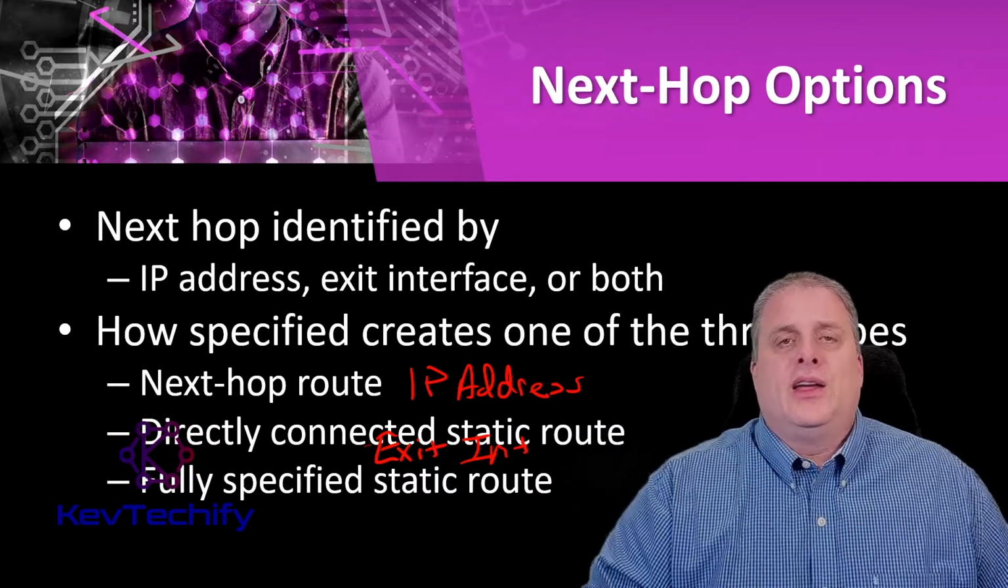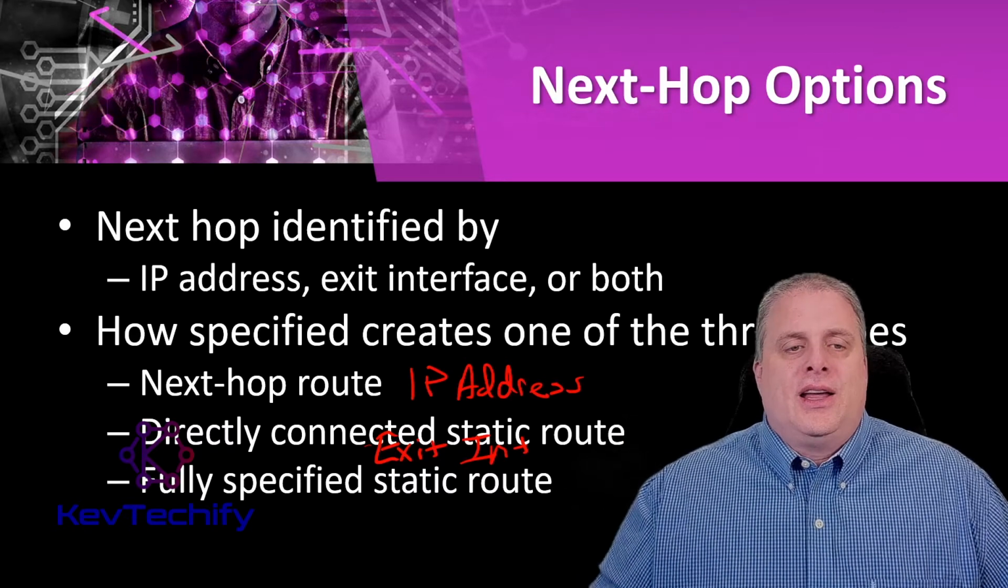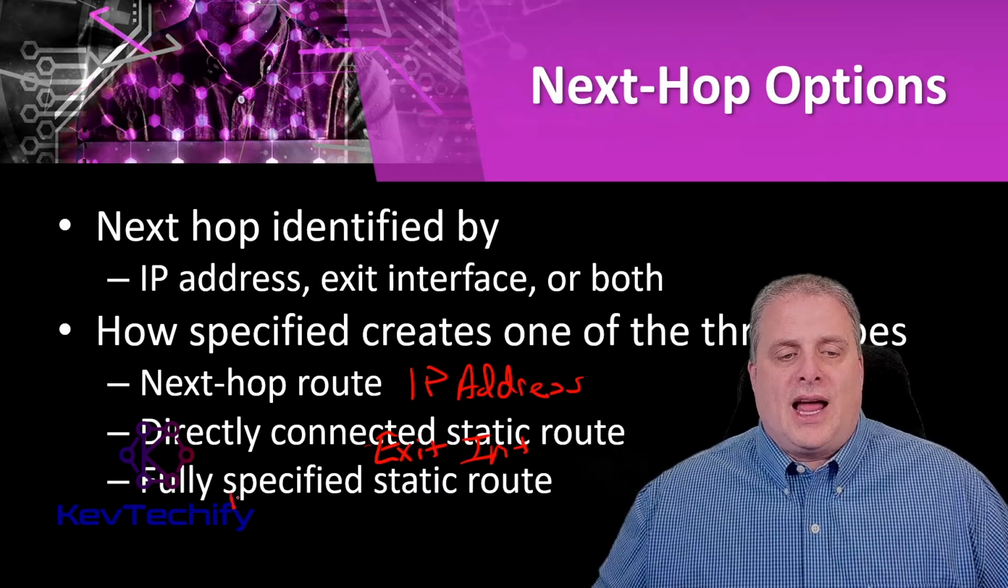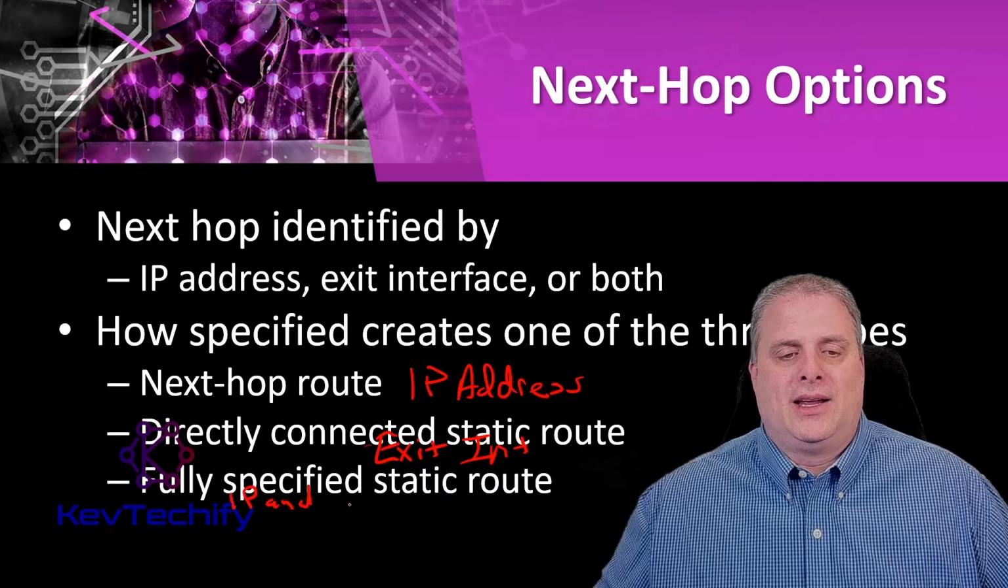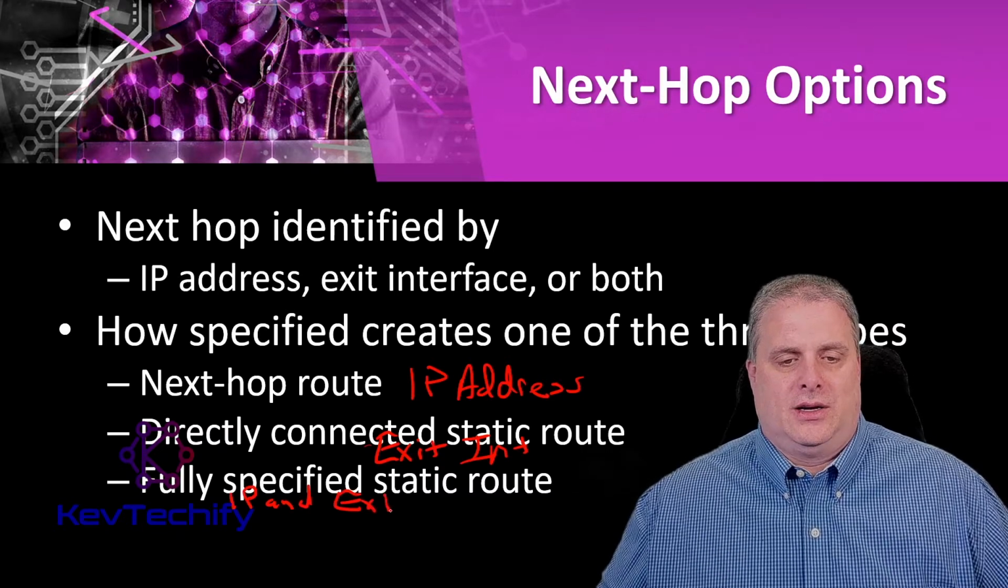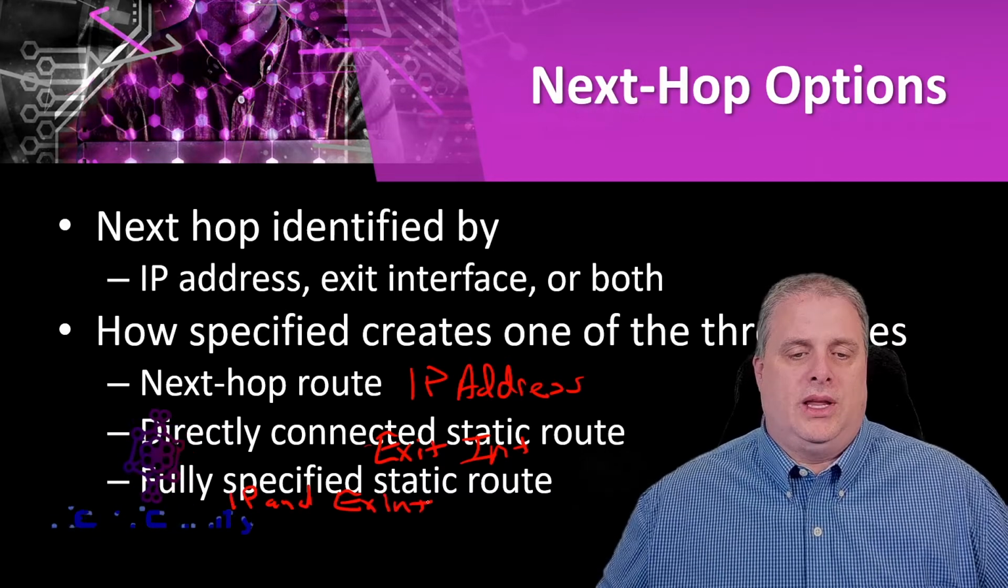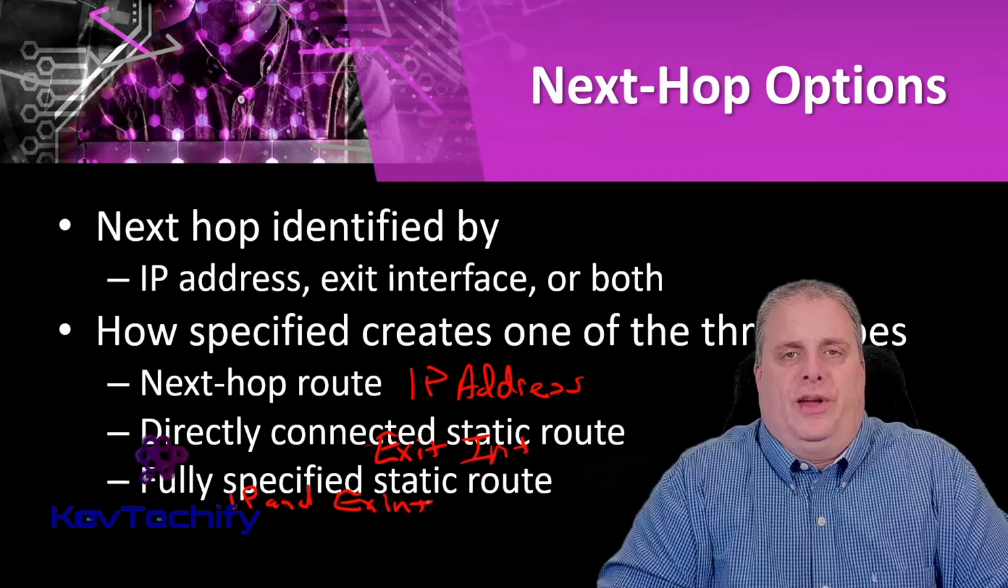And then finally, we have the fully specified route. That fully specified route is an IP address and the exit interface, so that's where we use both of them.